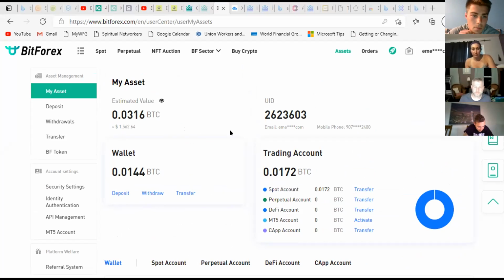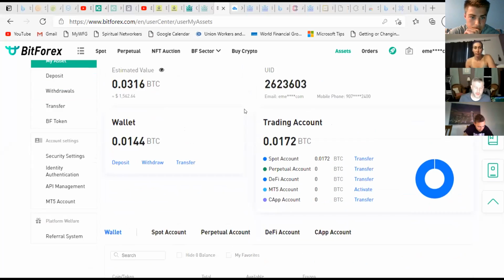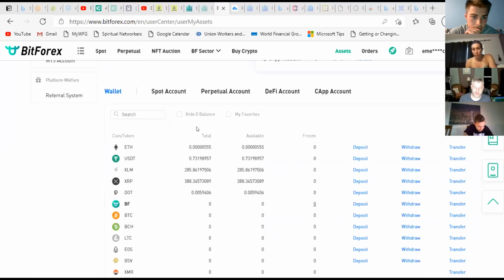Wallet, you'll see kind of at the bottom, it'll have your wallet, spot account, perpetual account. These are just different accounts that you have here. The main wallet here that he has, it's highlighted in blue. That's where his funds are located. So that's the coins that he's bought or whatever purchased on here. So basically, if you wanted to move the funds out of here, you would go to withdraw.